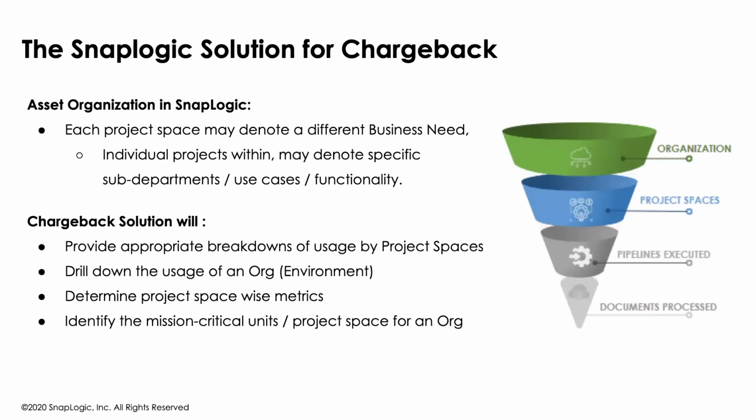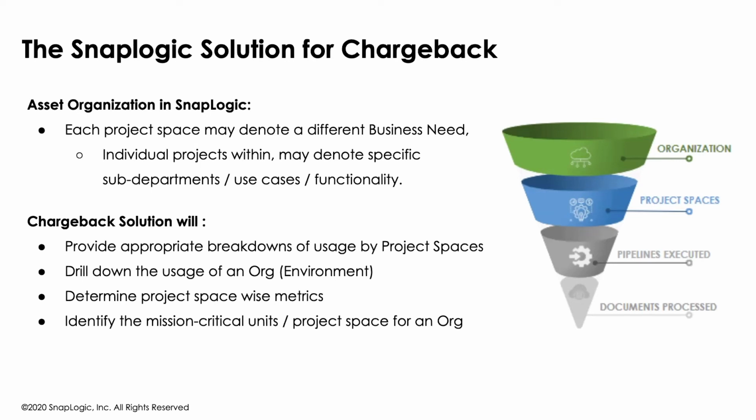Now, each project space in SnapLogic may denote a different business need. Individual projects within may denote specific subdepartments or use cases or functionality. Now, what does this chargeback solution provide? It provides appropriate breakdowns of usage by project spaces. In other words, each project space can be representative of a department, so it can provide breakdowns by departments.